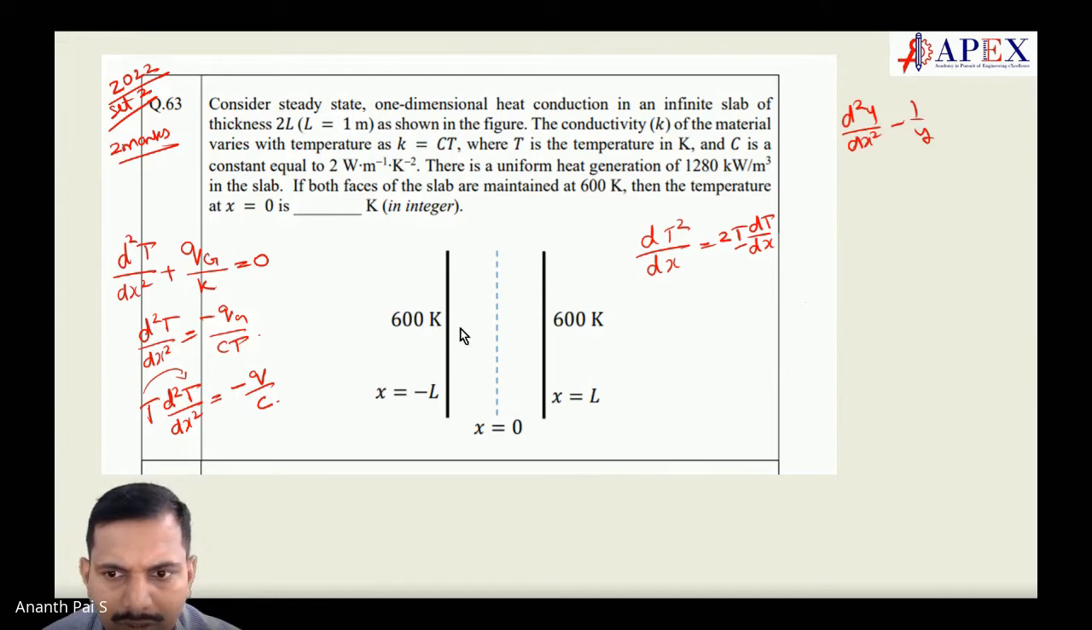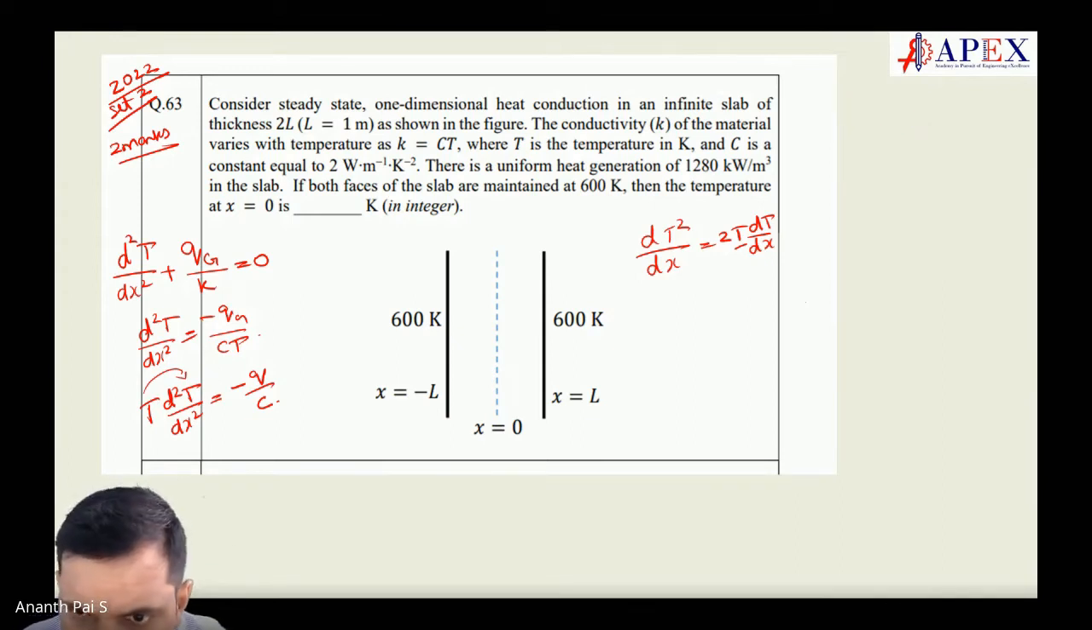K is varying as t, is it not? Wait. One second, one second. This one can be solved in this fashion only. Okay. So d t square by dx square is equal to 2 times t dt by dx, is it not? Can I write it like that? Yes or no? This is correct. Yes or no, Sharon? Correct.